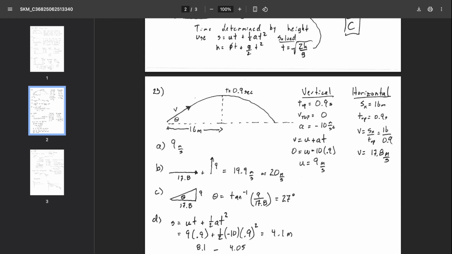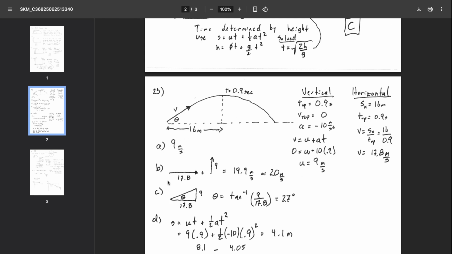They want its initial speed. To find its initial speed, you have to know both the vertical and horizontal components of the speed. We know the vertical component is 9. Over here, we knew the displacement in the x direction. Notice I called it s sub x. You could call it s sub h, horizontal, whichever you want to use, is 16 meters. And we know that it covered those 16 meters horizontally in 0.9 seconds. So we can figure out our velocity by just taking 16 over 0.9, and that gives you 17.8. So the answer for A is 9 meters per second.